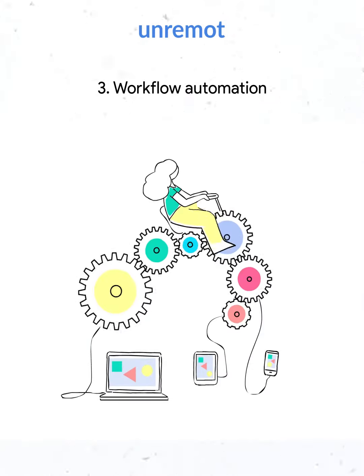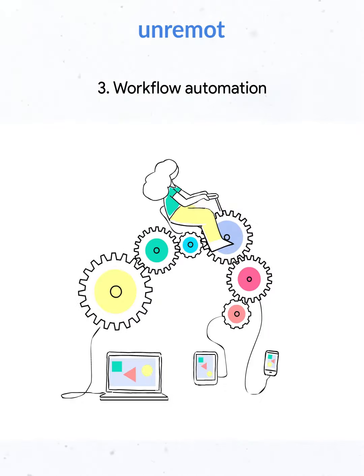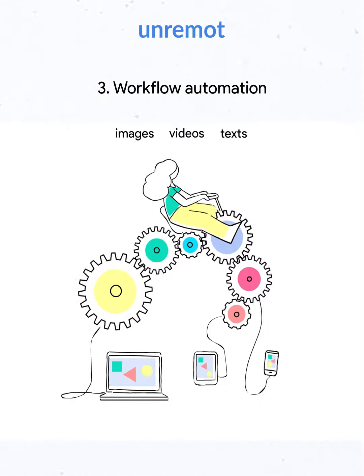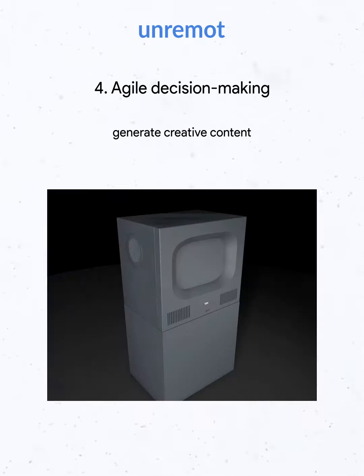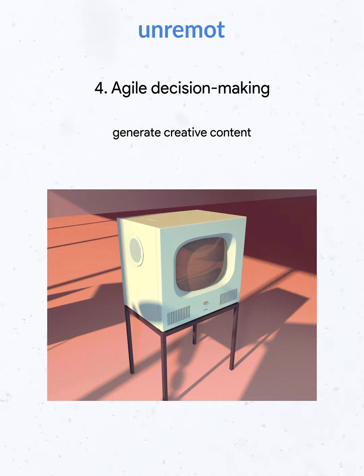The Midjourney API can be used to automate workflows, which can save businesses time and money. For example, the API can be used to automatically generate images, videos, or text based on specific criteria. The Midjourney API can be used to generate creative content. For example, the API can be used to generate images of new product designs or to create marketing material.